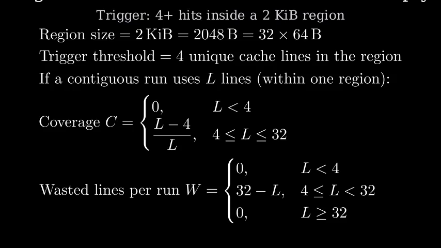A region is 2 kibibytes, which is 2048 bytes, equal to 32 cache lines of 64 bytes each. The prefetcher triggers after 4 unique cache line hits inside that region. For a single contiguous run that stays inside one region and uses L cache lines, coverage is max of 0 and (L minus 4) divided by L. The wasted lines in that region are 0 if L is less than 4, 32 minus L if L is between 4 and 32, and 0 if L is at least 32.